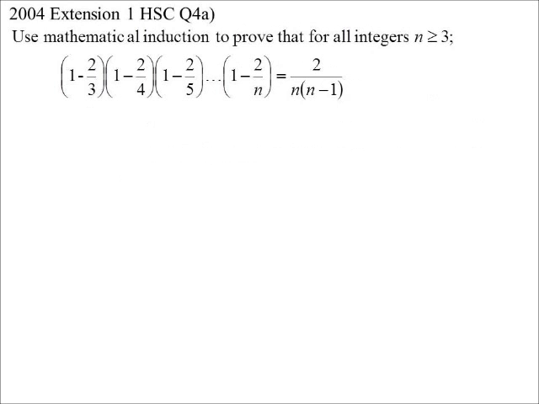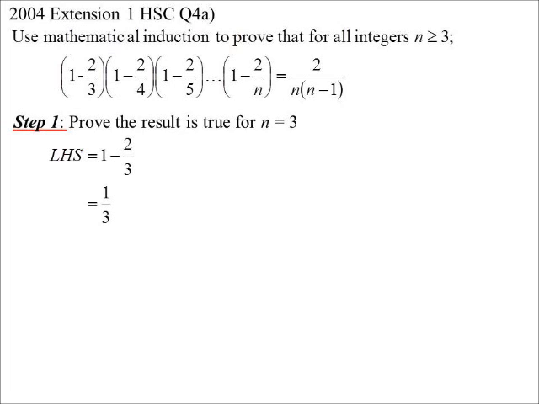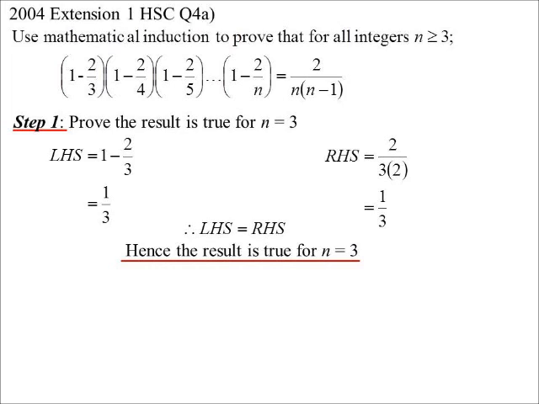All right, let's have a look at 2004. Again, this one's a little bit different because instead of adding the terms together, we're multiplying the terms together. But we can still use the same idea. So, the first case, there we go, is 3. That makes sense because have a look at the first term here. That fits in with the general term. So n equals 3, we get a third. The right-hand side, yep, that's a third as well. So good, that works. Hence true.